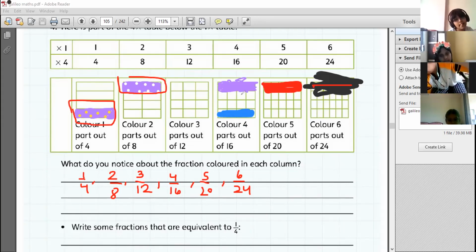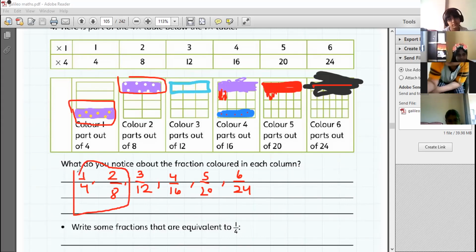What about 5? This is 4, and this is 3. And this is 4 and this is 5, and this is 6. They are not having the same value. Only 2 parts have the same value, these two fractions.